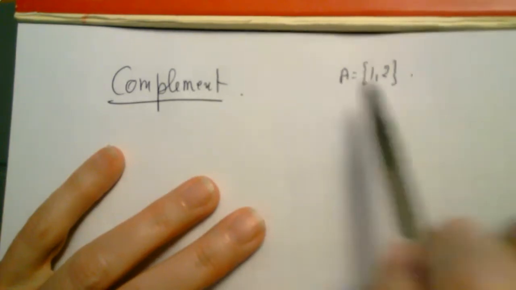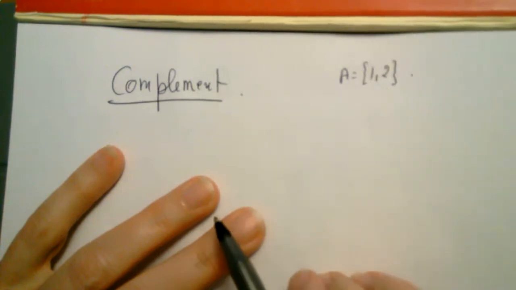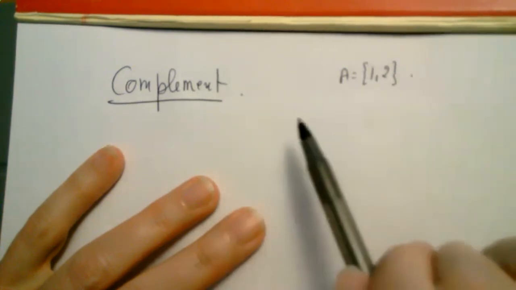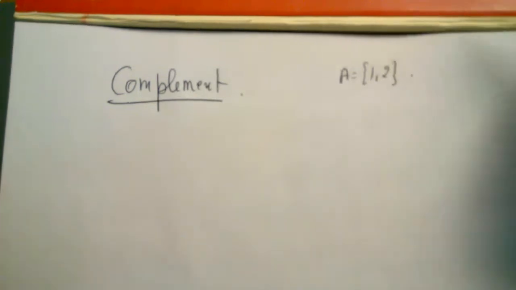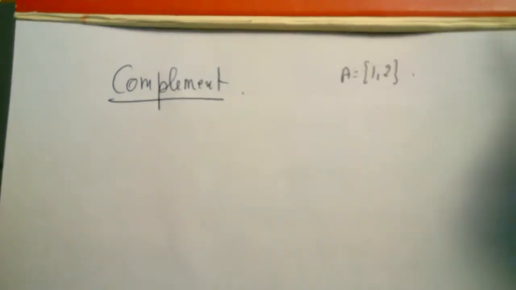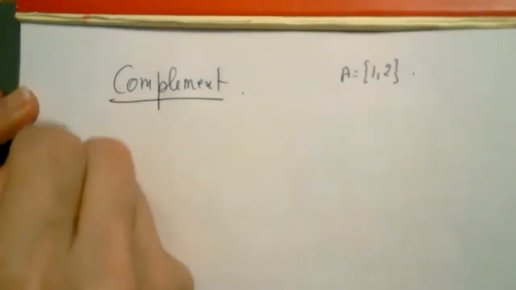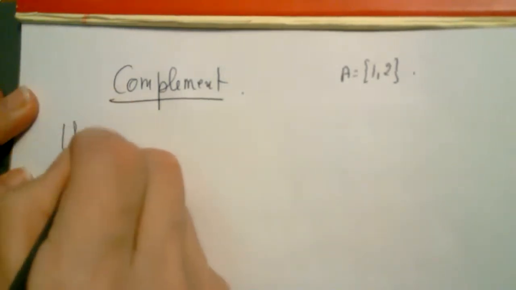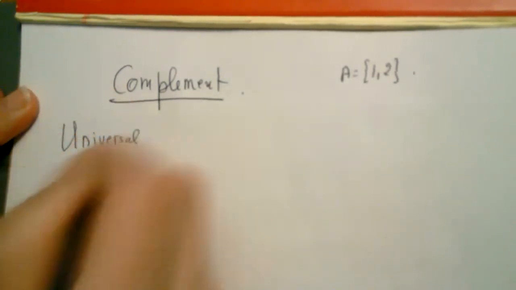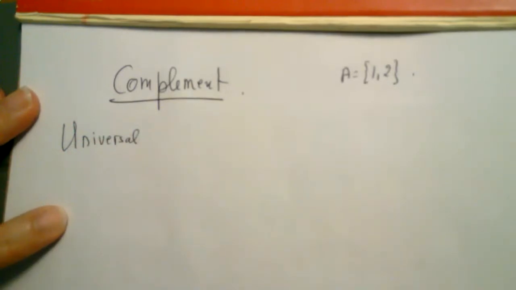Do I want every integer not in A? Do I want every real number not in A? So to be able to talk about what's not in A, I have to say where I want the thing to be. This will force us to introduce the idea of a universal set. Because when I say it's not in A, I have to tell you where it is.